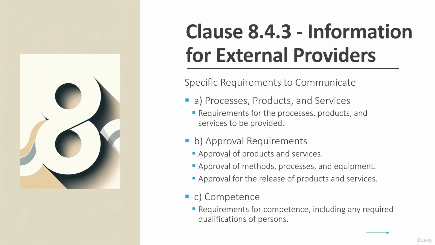Now when it comes to providing adequate information to the supplier, what type of information are we looking at? The standard has given 6 of these items. 3 of them are listed here and 3 on the next slide. So when you are communicating information to the supplier on what you want, you need to tell the process, product and service, that is, what process, what product, what service you are expecting from this particular supplier.